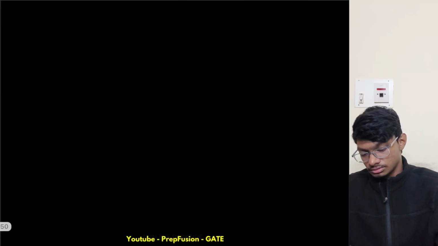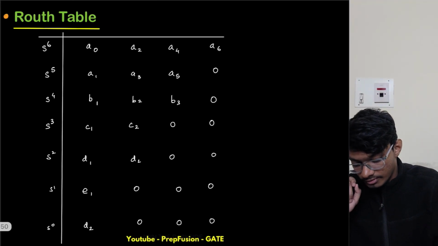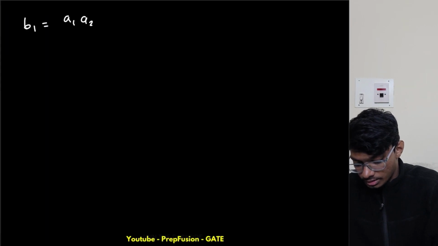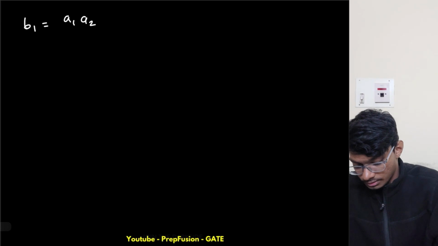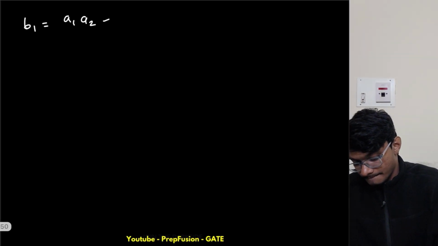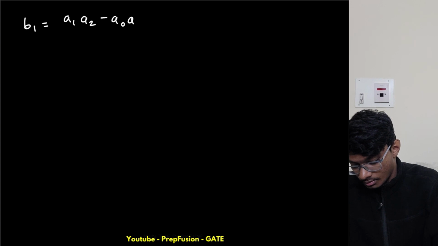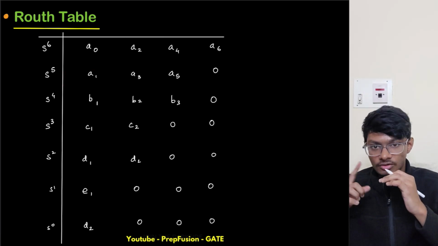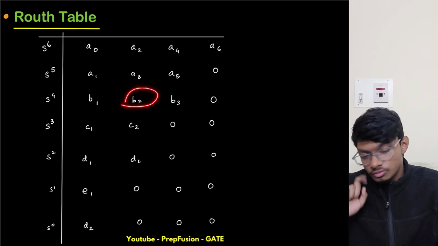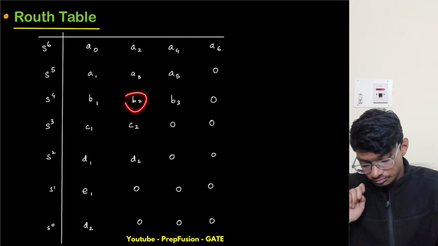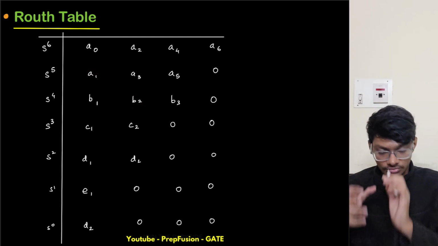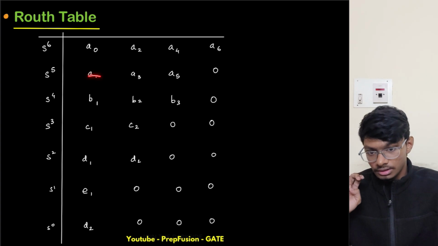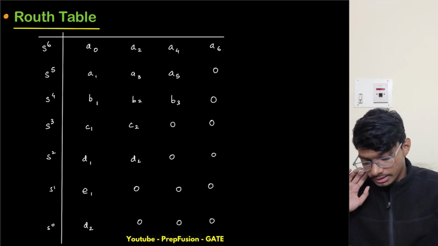So what will my b1 equal? My b1 will be equal to a1 into a2 minus a0 into a3, divided by a1 itself. Divided by a1. That is how I compute each element of the Routh table. Now what will b2 be? The thing I forgot to tell you is that for b2, this element will still be there.